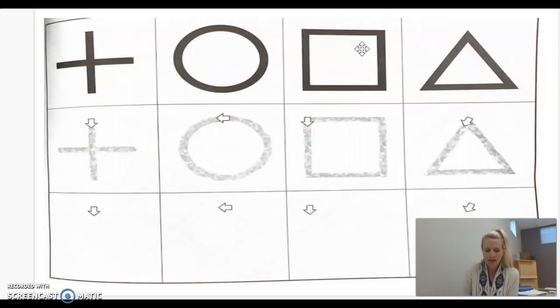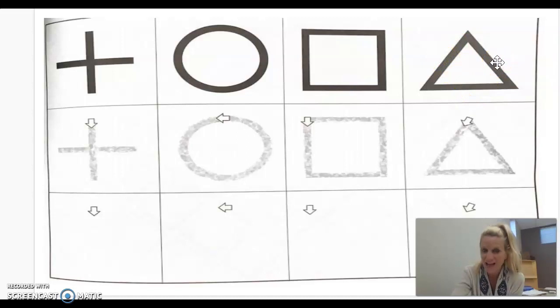Good job. So when we were talking about this, we also talked about some descriptive words and how we describe these shapes too. So let's see if you can play a little game with me, if you can find them. Which shape has 3 sides? 1, 2, 3. It is a triangle. A triangle has 3 sides.